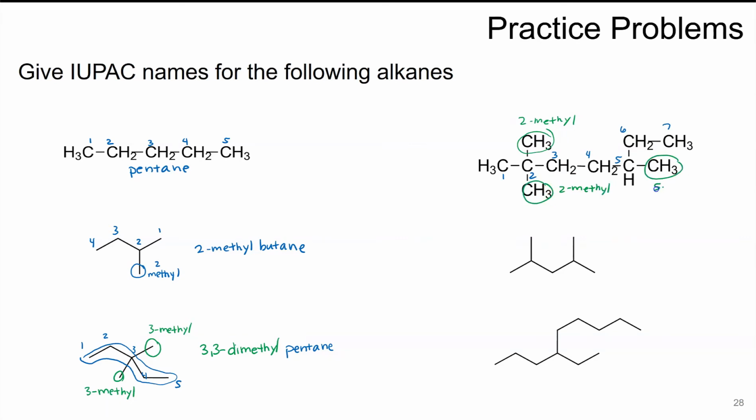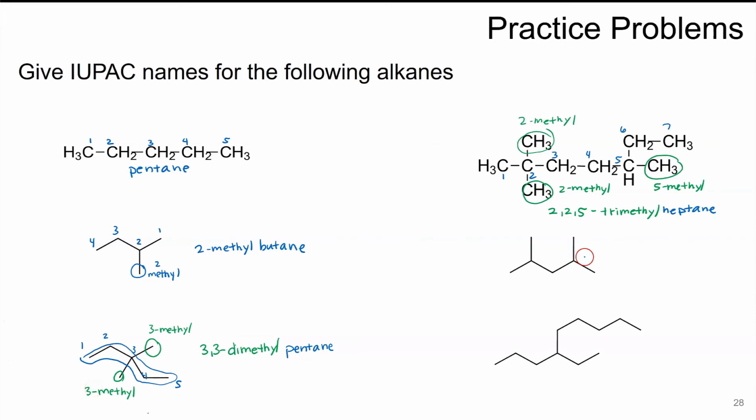This is 5-methyl. So we have 3 methyl groups, and you're going to list where each of them are. So it becomes 2, 2, 5. There's 3 of them, so that is trimethyl. 7 carbons is heptane.